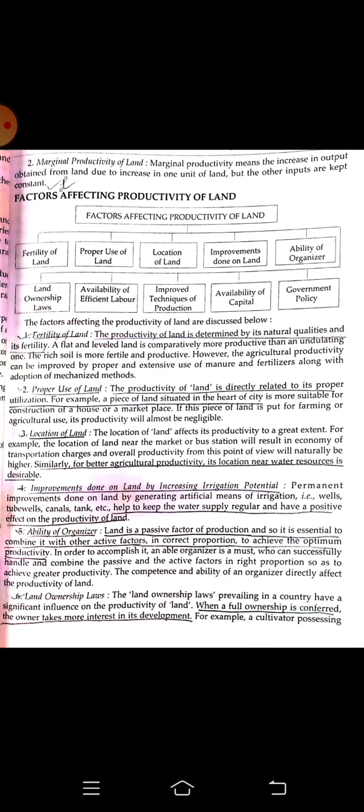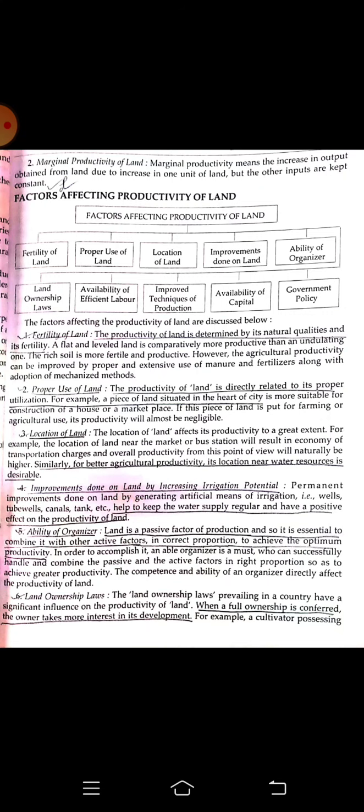Ability to organize. As I'm telling from the first chapter, land is a passive factor of production, it cannot produce anything by itself. We have to add some active factors also in the correct proportion. How much seed is needed, how many farmers, two or three farmers are needed, and how much water is needed. We have to organize and think: one after the other, factors are coming, and we have to organize how much, in what quantity, and when it is needed. We have to be able to organize.